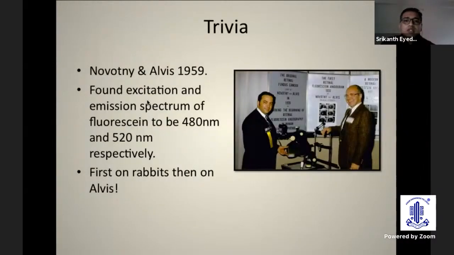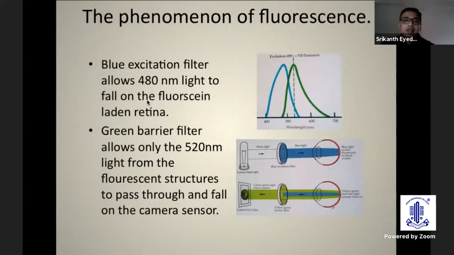Some trivia: this was discovered in 1959 by Novotny and Alvis, and they tested first on rabbits that there is an emission spectrum and an absorption spectrum, which is 480 and 520 nanometers. And finally, one of the scientists was the first human guinea pig to undergo the fluorescent angiogram, and they tested it on themselves. That's how confident they were about their test. So there is a blue excitation and a green barrier filter, which blocks the abnormal fluorescence and allows only the fluorescence from the structures to pass through and follow the camera sensor.